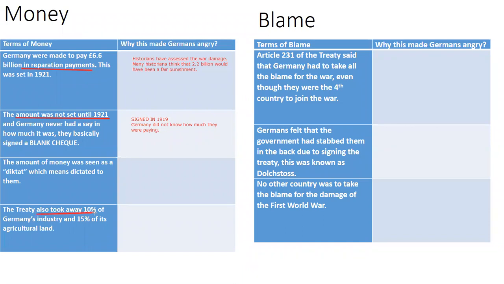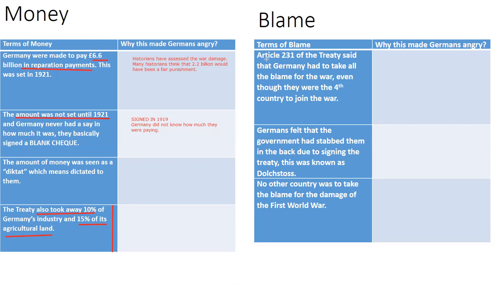The treaty also took away 10% of Germany's industry and 15% of its agricultural land. If you're taking away Germany's industry, they are going to find it very difficult to pay this. So you're making Germany's economy close to extinction.